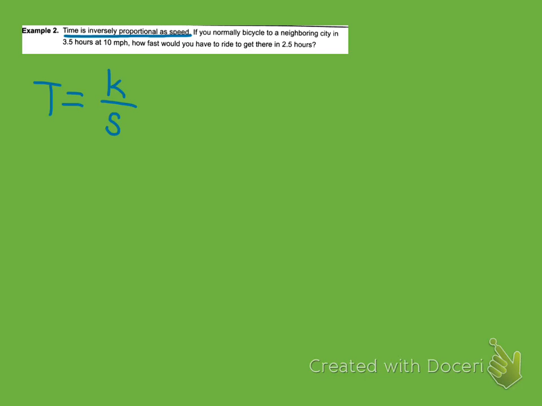If you normally bike to a neighboring city in 3.5 hours at 10 miles an hour. So there's a comma. We're going to stop. That'll help us find k. So what goes in the place of t? 3.5 and then equals k over 10. What are we going to do with the 10 and the 3.5?